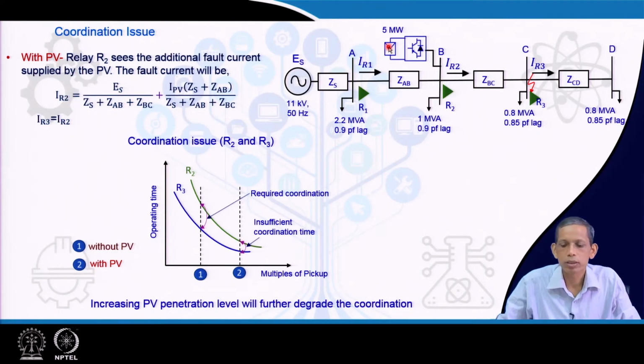Note that as the PV capacity increases more and more, the current level increases. Therefore, in the IDMT curve it shifts further towards the right, and that may degrade the coordination even more.